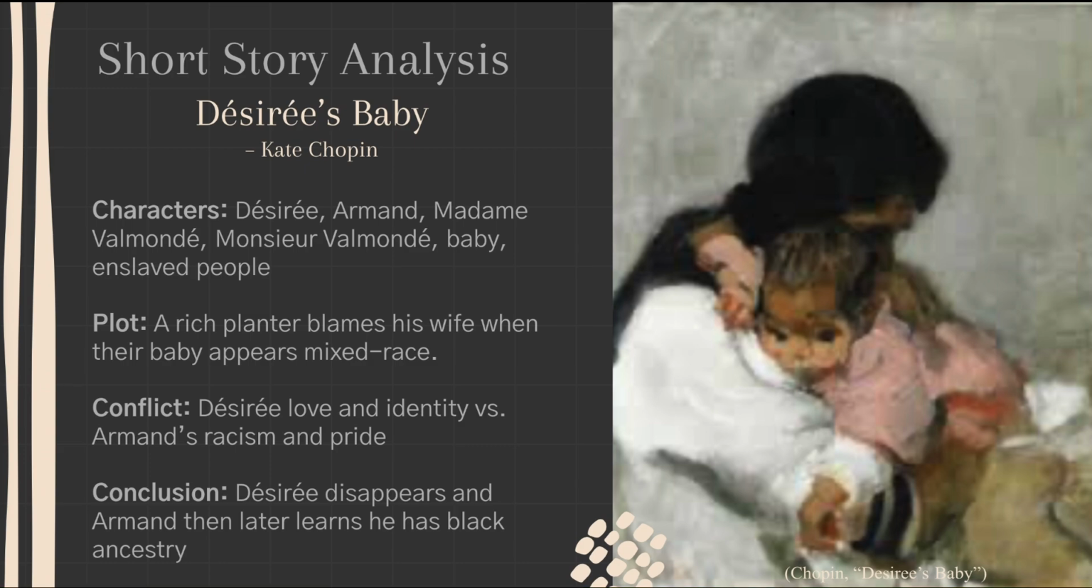In the end, Desiree disappears with the baby, and only later Armand finds out that he is actually the one with black ancestry. So the person judging her is the one carrying the thing he's so afraid of.